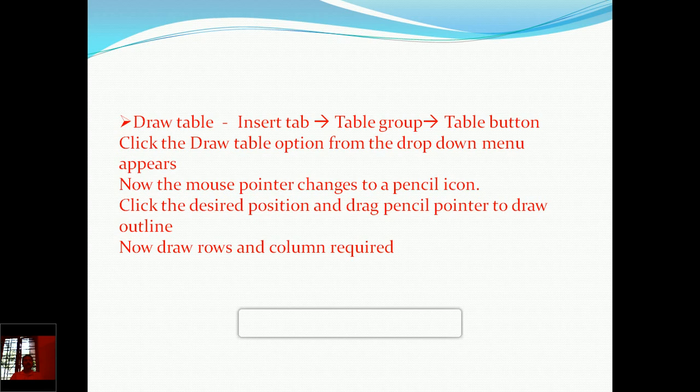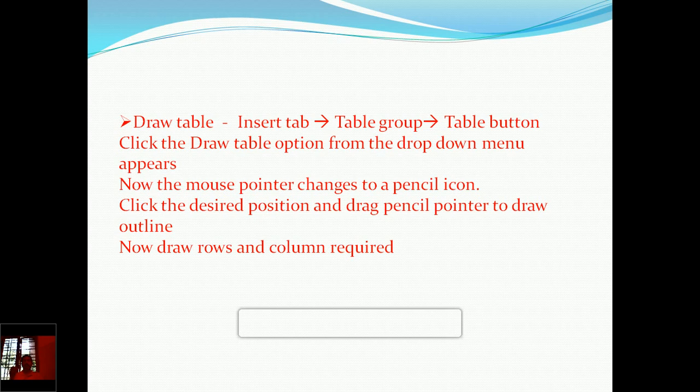And the third method is Draw Table. Here we can draw a table. How can we draw a table? While making a table, what is the first thing we have to do? We have to draw the outline, the four sides of the table. First we draw the outline of the table, and after that we can draw as many rows and columns as required.